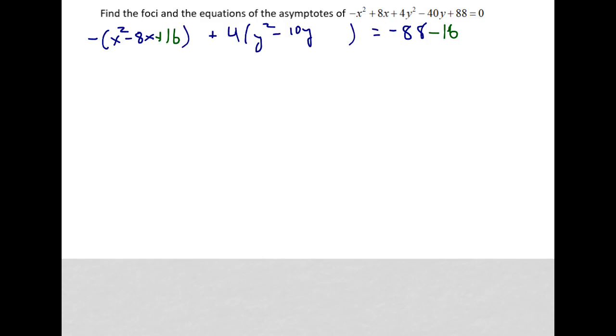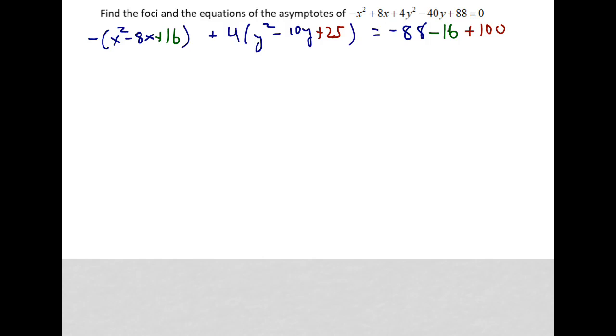If you look at the y terms, half of 10 is 5, and 5 squared is 25, so let's add 25 in there. But you notice we're not really adding 25. If you look in front of the parentheses, there's a 4 out front. So we're really adding 25 times 4, which is 100. So that's what we want to add on the other side here. We want to add 100. That is going to balance out these equations.